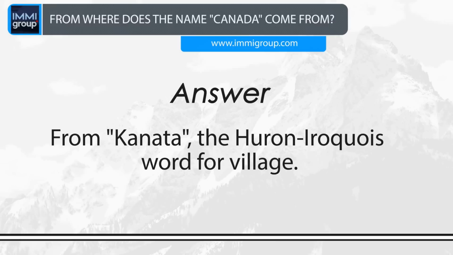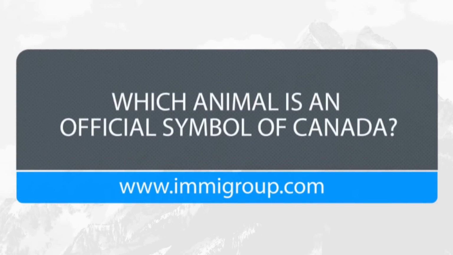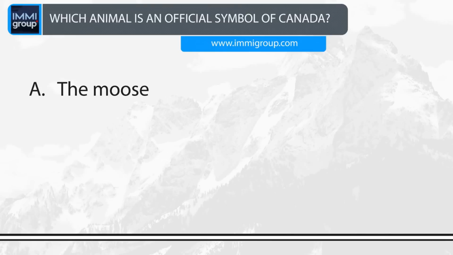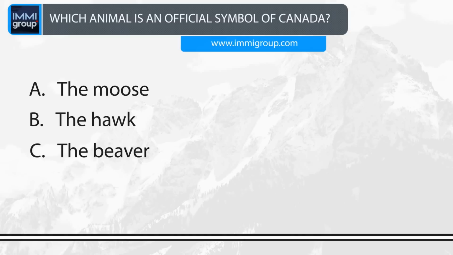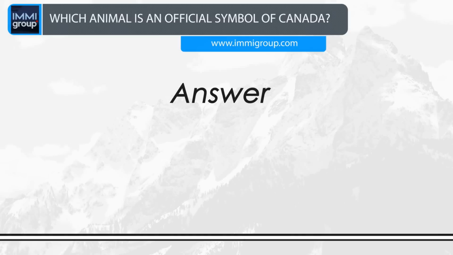Answer: from Kanata, the Huron-Iroquois word for village. Which animal is an official symbol of Canada? A. The moose. B. The hawk. C. The beaver. D. The deer. Answer: the beaver.